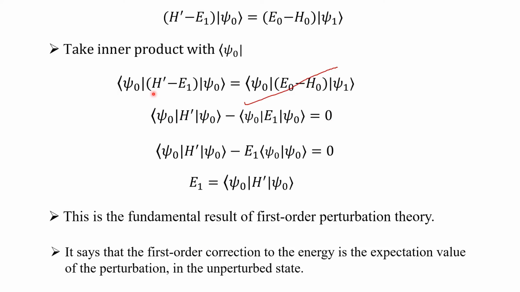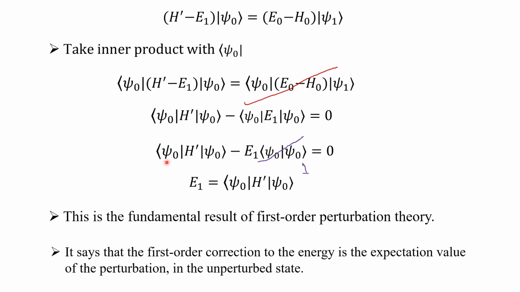On the left hand side, you can separate this into two parts. That is ⟨psi naught|H prime|psi naught⟩ minus ⟨psi naught|E1|psi naught⟩. Since E1 is a number, you can take this outside of the inner product. So this will become E1 times the inner product of psi naught with psi naught. You know very well that according to the orthonormal property, this will be 1. So finally you will get E1.